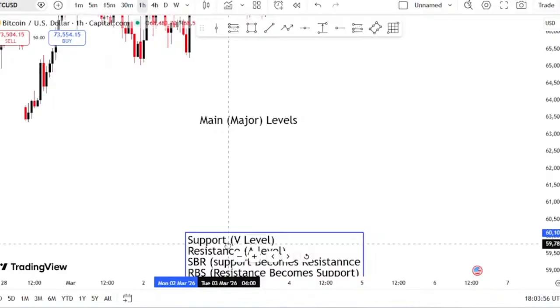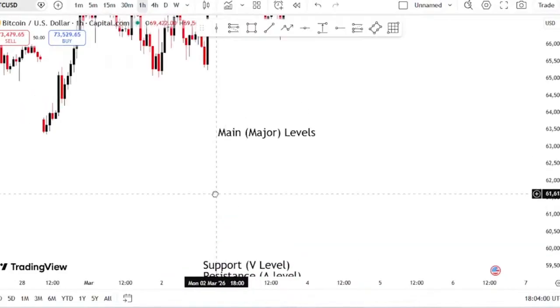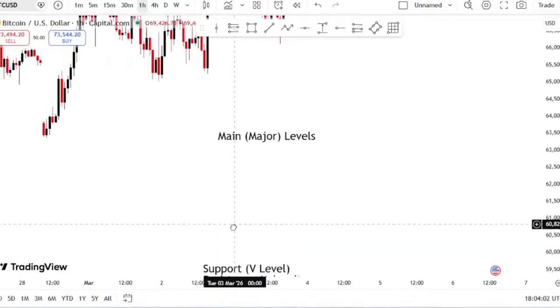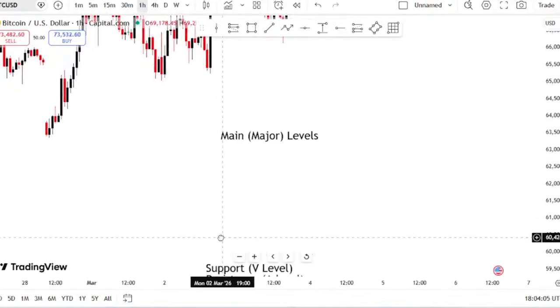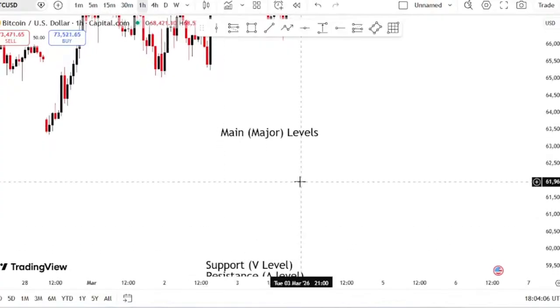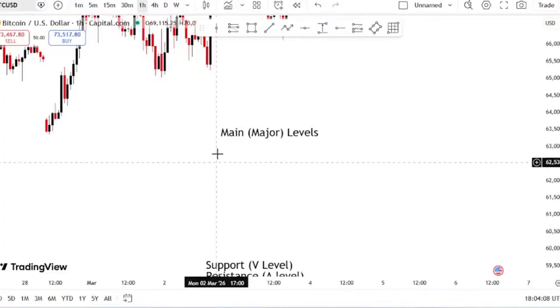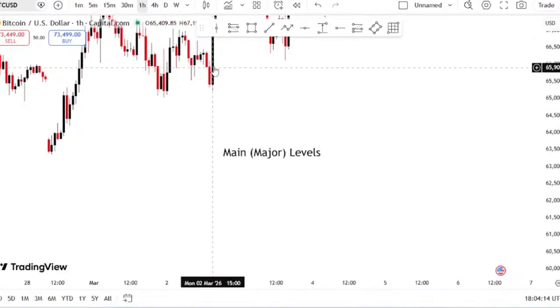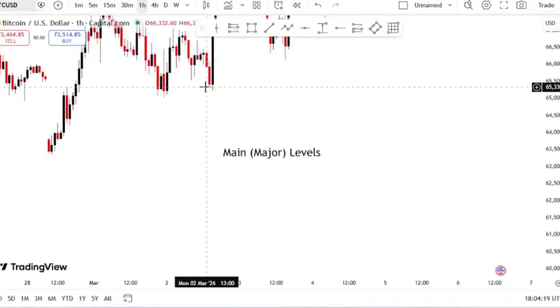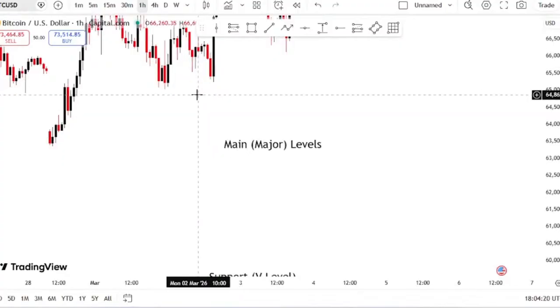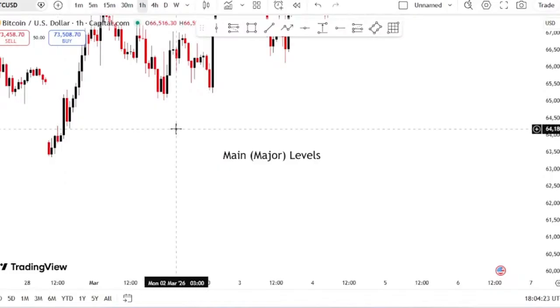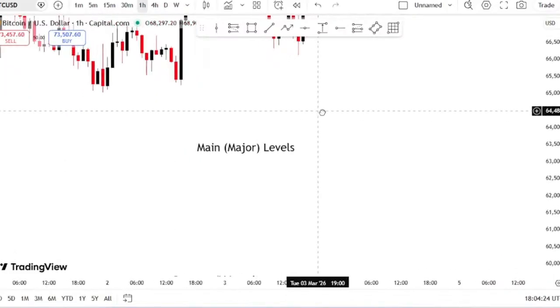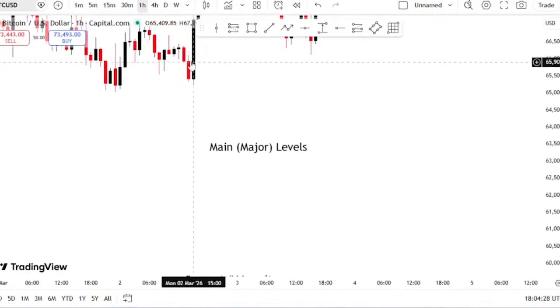So the first of the major key levels we have here is the support, or what we refer to as the V level. Now, the support is usually formed when you have a bearish candle followed by a bullish candle. Support is formed like this. There is a bear candle followed by a bullish candle. So in this case, here you have a support.